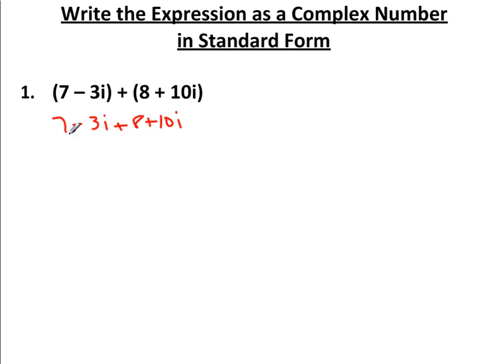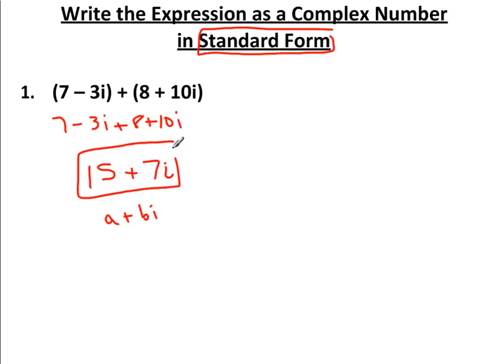We always do the real component first. So 7 plus 8 is 15. I have a negative 3i and a positive 10i, so I get a plus 7i. This is my a plus bi for my complex number. And again, it will be marked wrong if it's not written in this form, a plus bi, because I'm asking you to put it in standard form. i is to the first power, so I don't have any more work to do.